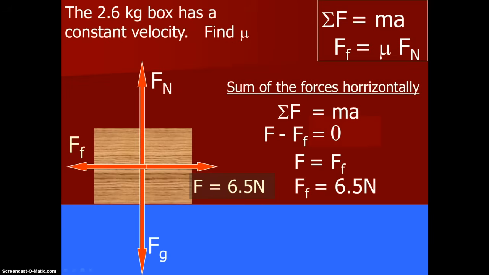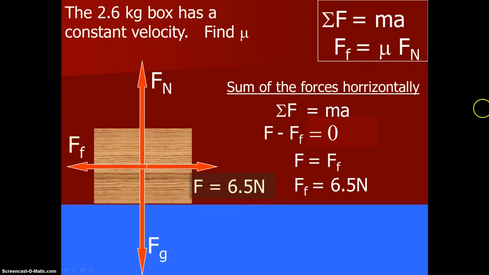So are we done? No, because we're still looking for mu. What is mu? Well, there's only one equation that has mu in it. Force of friction equals mu times force normal. We know what the force of friction is. Now we need to figure out the force normal. So now that we have the force of friction, to find mu, we're going to have to find out what the normal force is.